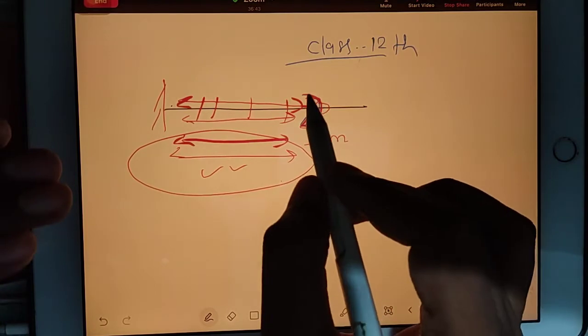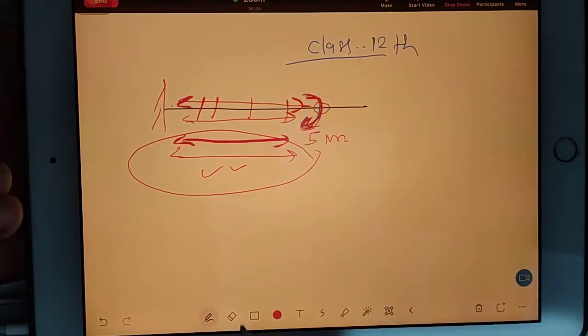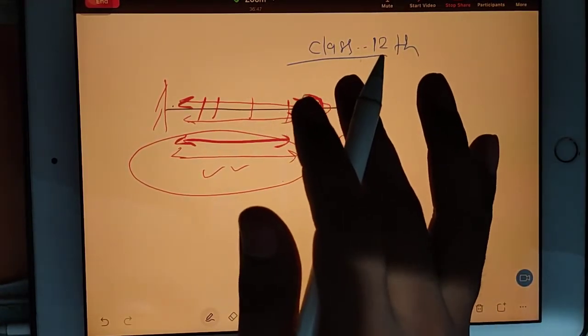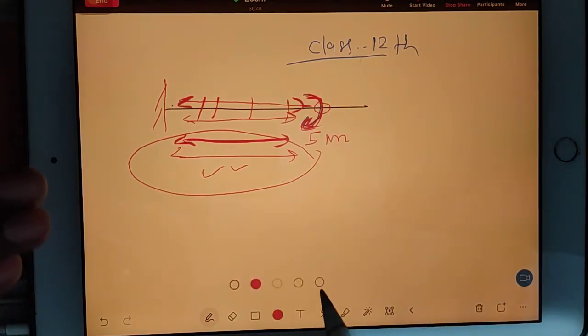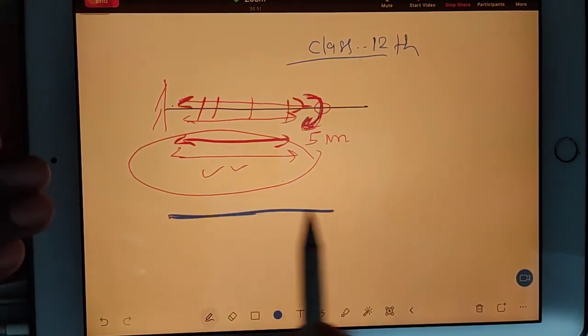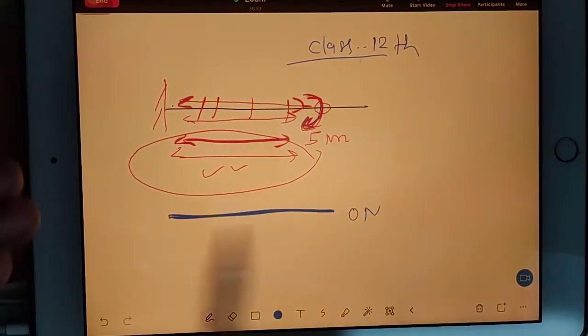In pure bending, you have a concentrated load. In pure bending, you don't have shear stress. When you draw the shear diagram, it will be a flat line on the 0 Newton line.